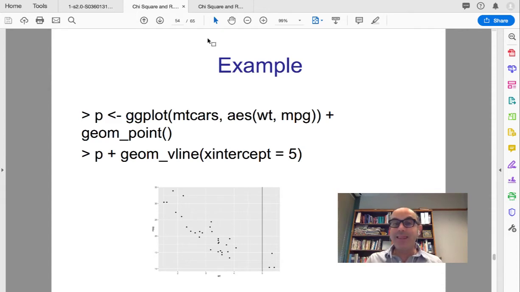I'm using a data set called mtcars, which is 25 or 26 lines of cars, and the attributes with regard to the engine, the other components of the car.